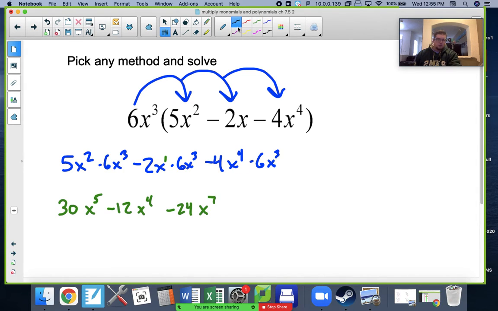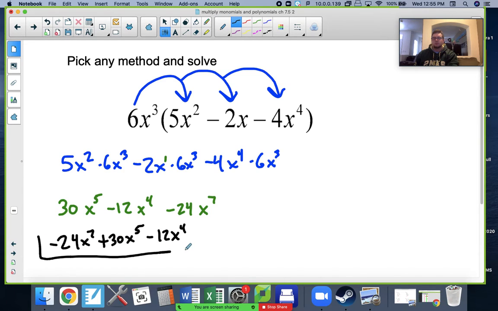We're not done with this problem because it's not in the correct order. We move the x to the 7th to the front. We make sure all of the operations in front of our coefficients are relayed correctly. So it's a negative 24, so it's still a negative 24. It's a positive 30, so it's still a positive 30. And that's multiplying monomials times polynomials.